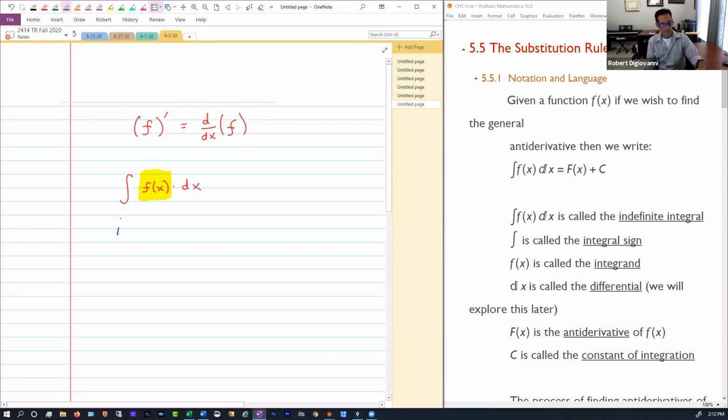That symbol is called the integral sign. This is called the integrand. This is all in the notes, y'all can see that there. The f of x is the integrand. The dx is called the differential. Now, don't let that freak you out. I'm going to try and explain where that differential comes from.